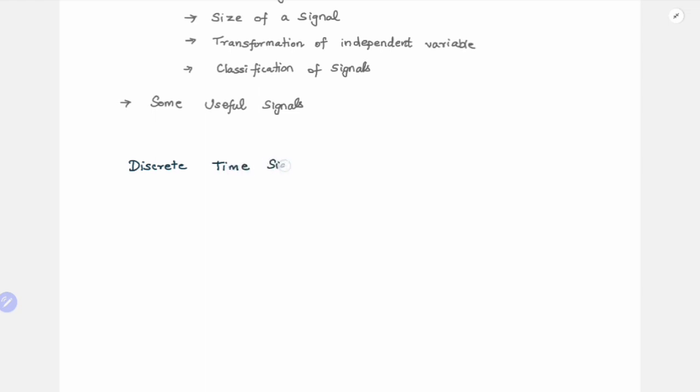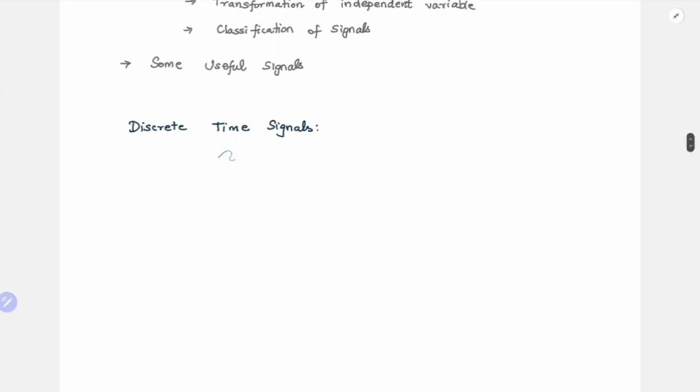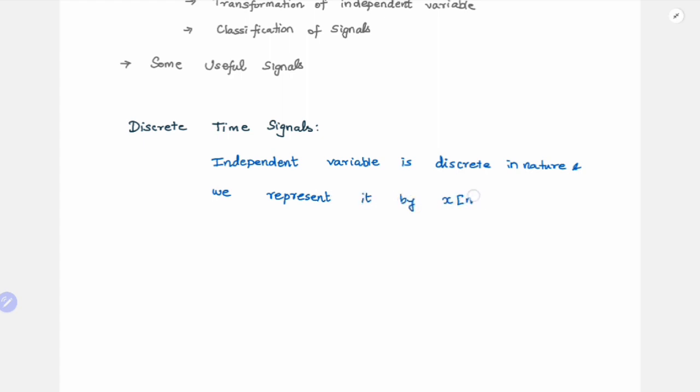So as we all know, in discrete time signals, the independent variable is discrete in nature, and we represent it by x of n. So n is an integer, right?